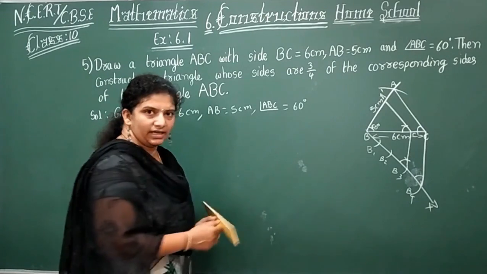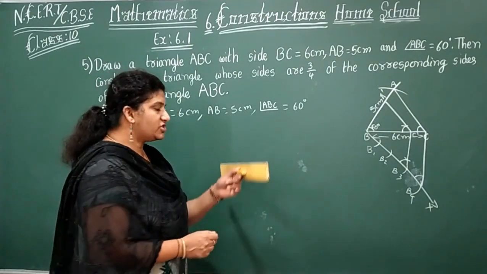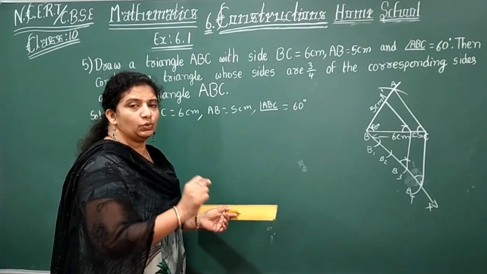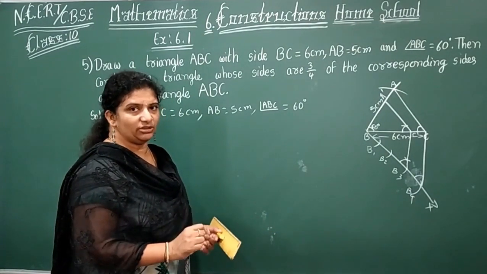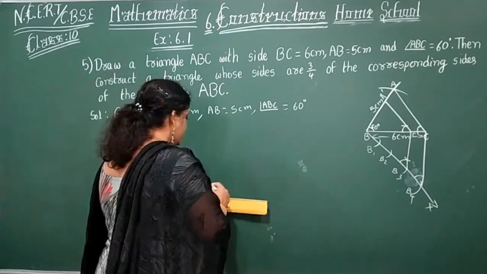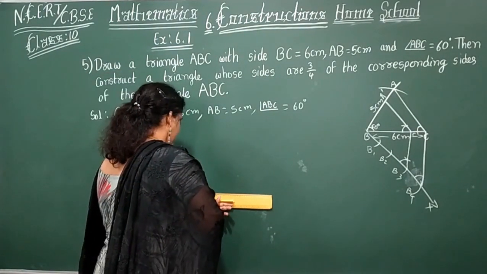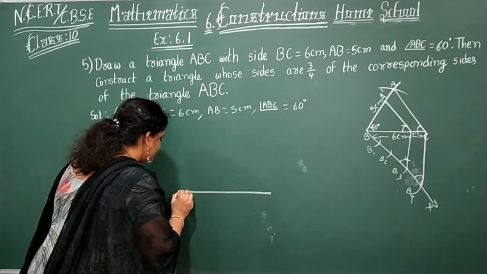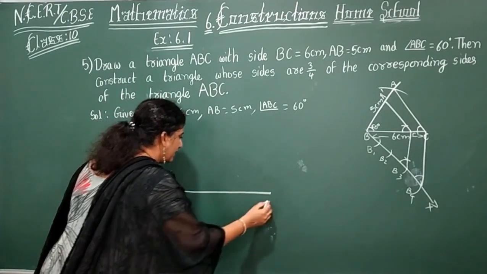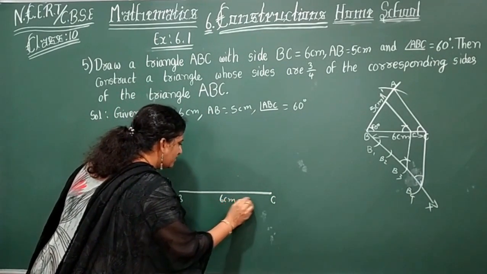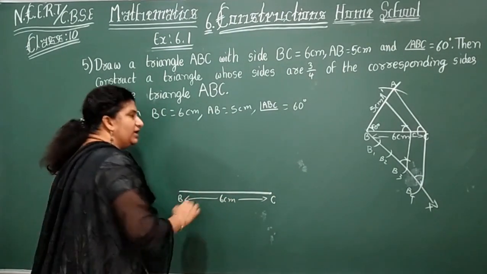See here, again and again I am repeating, with the original scale it will be difficult on the board. Okay, you do it with the original measurements. I am doing it approximately, right? So now here BC, 6 centimeters. See, this is B and this is C, of length 6 centimeters.